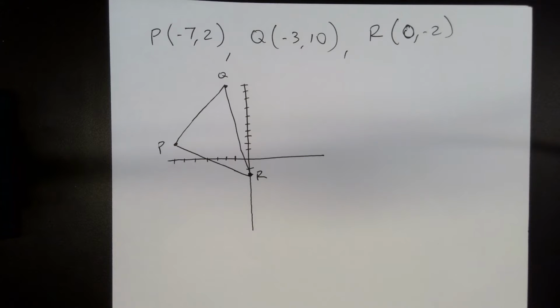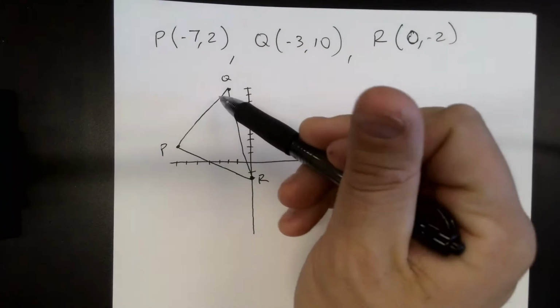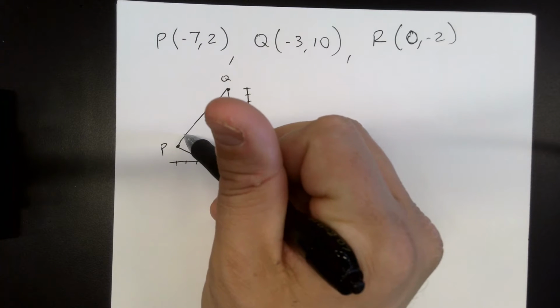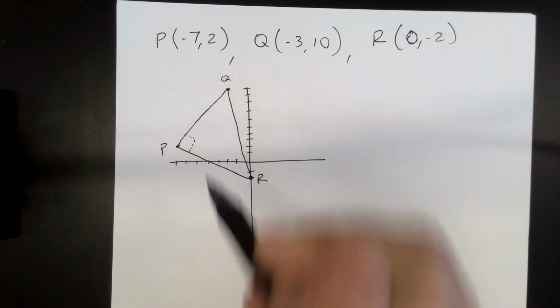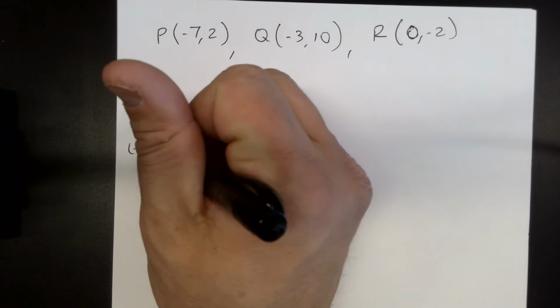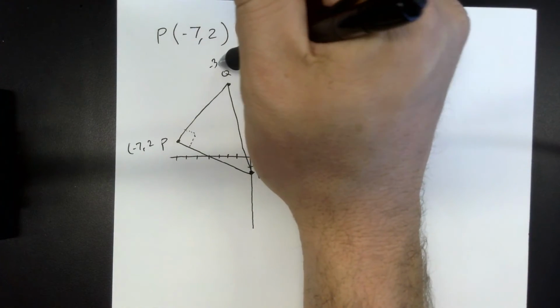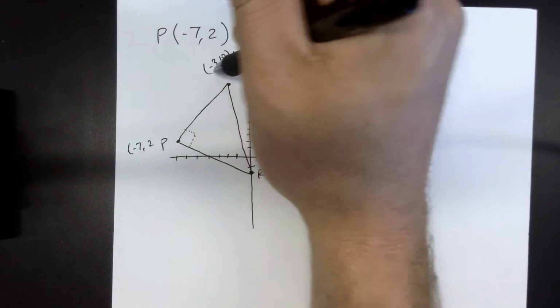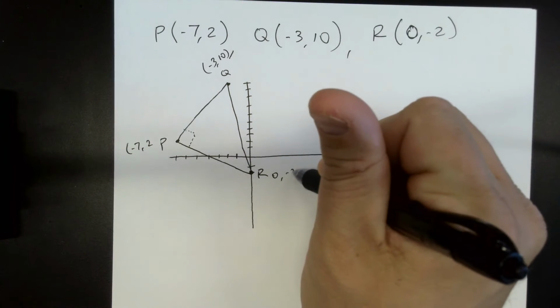It doesn't tell us it's a right triangle, so we have to then figure out if this is in fact a right triangle. So the very first thing you're going to do is identify which angle could be the right angle. You can see it, right? This one's not even close, this one's not even close, that one, and I'm going to dot it, because that's the angle we're looking for, even though we don't know if it's right or not yet. So P is -7, 2, Q is -3, 10, and R is 0, -2.